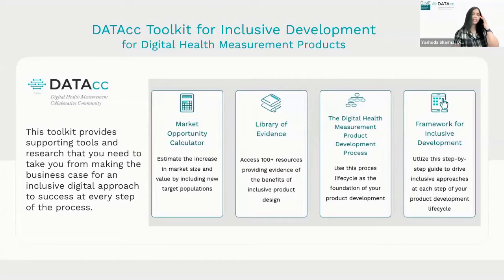So as we start to wrap up today, I just want to remind you of some of the things we've discussed today. So we shared some high value insights on how inclusive elements can be applied to all the steps of the development process, from the initial boardroom conversations to each step in the digital health measurement development process. The market opportunity calculator and library of evidence will help you make the business case for inclusivity. You can then take specific actions by following the digital health measurement product development process. And then the framework for inclusive development will let you identify and apply specific inclusive considerations to each step of the product development lifecycle.